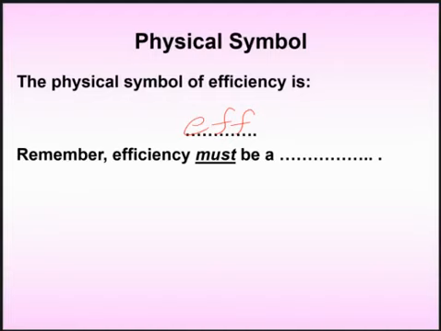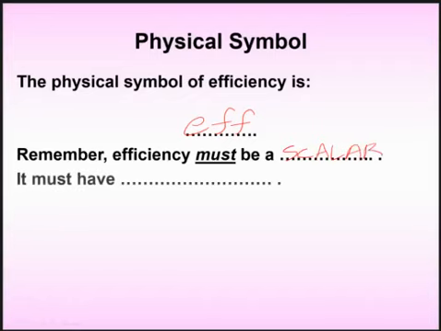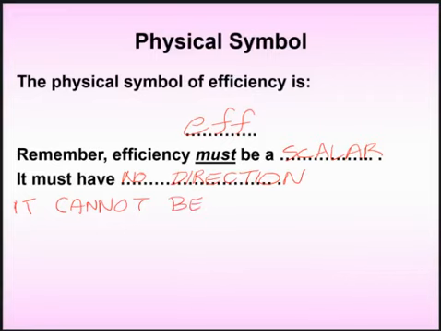Now you get it. Remember, efficiency must be a scalar, which means it must have no direction. Also, let's add this: it cannot be negative. The worst it could ever get is zero, absolute nothing, and that's it. Okay, let's go to the next slide.